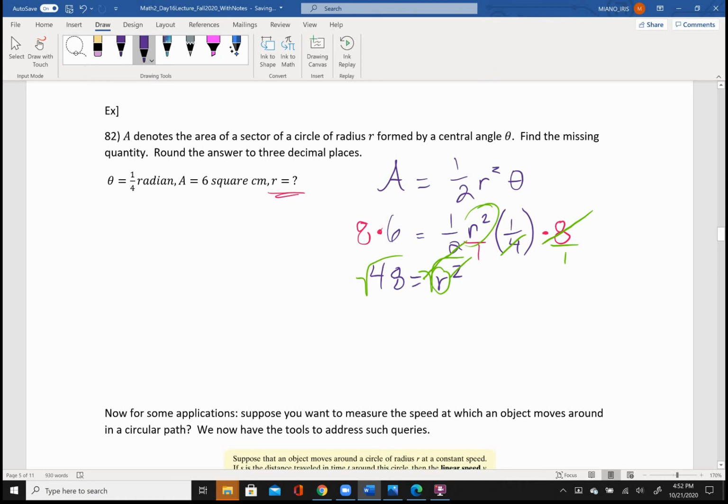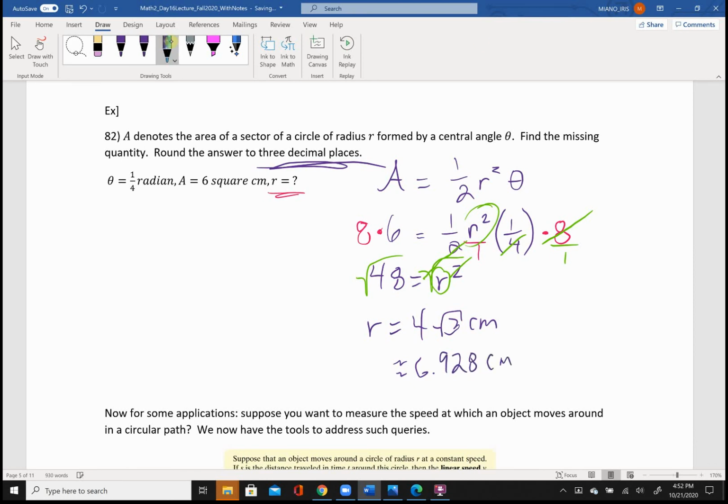So that means r is equal to 4 square root 3, and it is in centimeters. Oh, but wait, they want us to round to 3 decimal places, so plug that into your calculator, and you should get that it's about 6.928 centimeters.